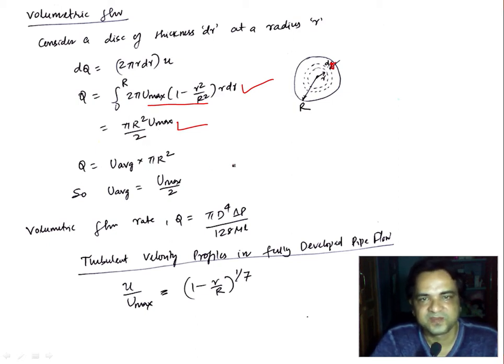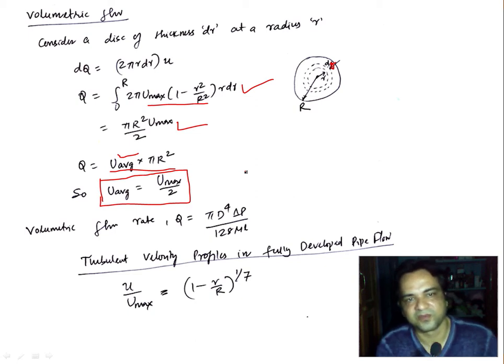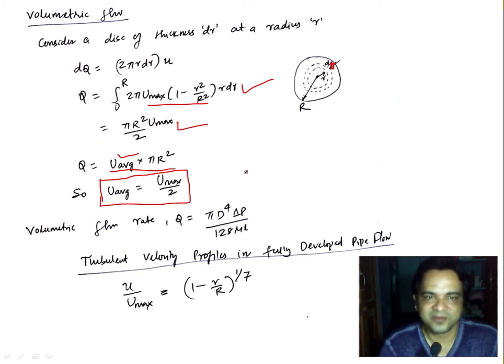Also sometimes you assume that the velocity is uniform in a cross section. If I assume that the velocity is uniform, then my flow rate will be u average into the area pi R square. From these two expressions we get that u average is u max by 2 in case of laminar flow. So if you know u max, just divide by 2 and you will get the average velocity. If you know the average velocity, then you can find the volumetric flow rate at any cross section if you know the cross-sectional area.